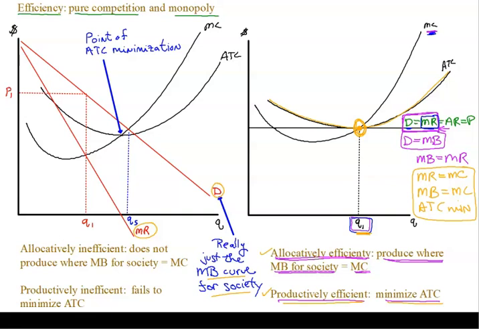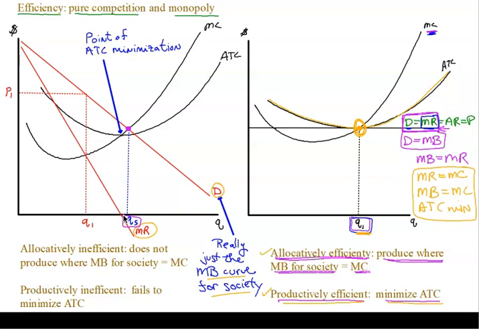So what will happen here? Society wants the firm to produce where the demand curve, or marginal benefits for society, are equal to the marginal cost. That would be right here. That would be at QS. I called that S for society. That's how many units of the good society wants the firm to produce.